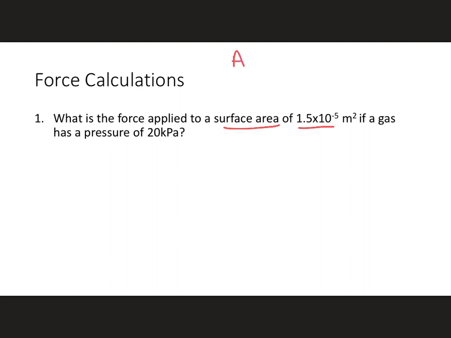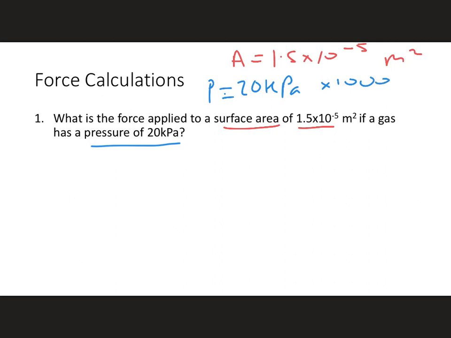So you can write this at the top. That A is equal to 1.5 times 10 to the negative 5 metres squared. In science, you can just use standard form. I don't need to convert that at all. I've written that down. Next thing, I'm going to look for my pressure. So you can see that pressure is equal to 20 kPa. Remember that I need to change that into pascals by timesing by 1,000. So I'm going to times that by 1,000 and get 20,000 pascals.